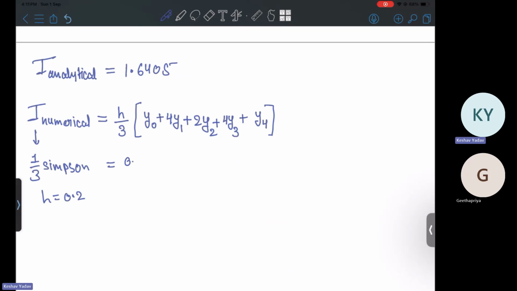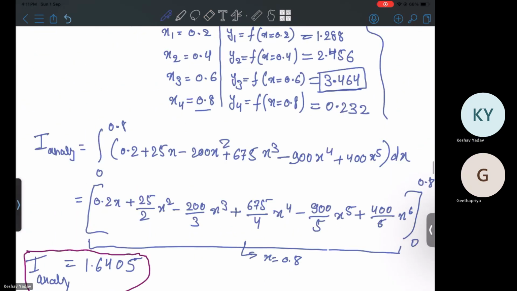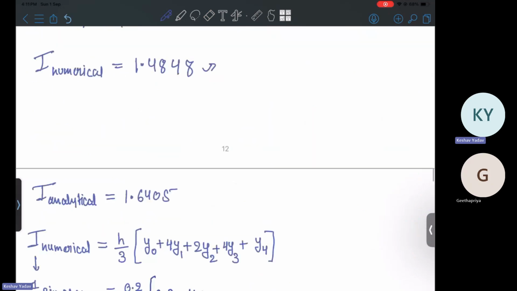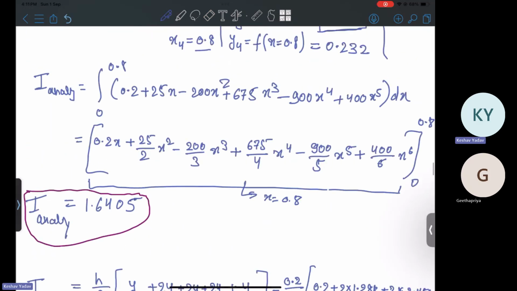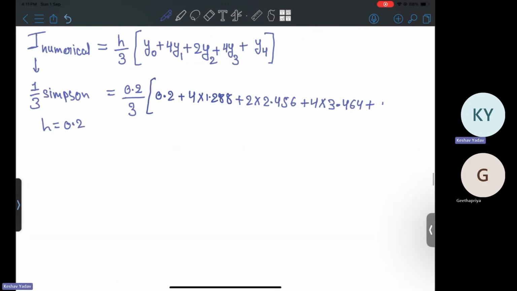Now if I put the values, 0.2 divided by 3, y0 is what? 0.2, plus 4 multiplied by 1.288, that is y1, plus y2, which is 2 multiplied by 2.456, I guess, plus 4 multiplied by 3.464, plus the last one, y4, which is 0.232.